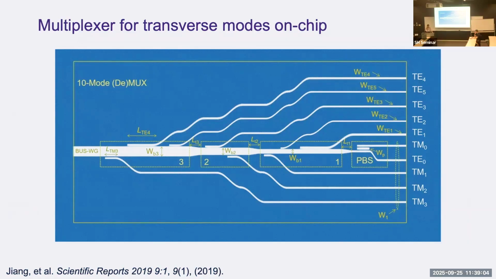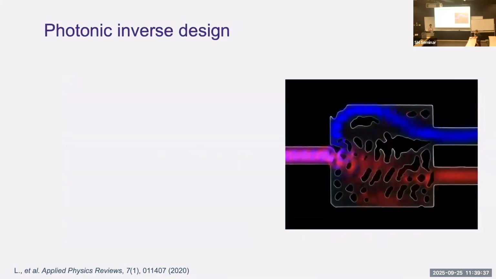It's a bit tedious to design from first principles to function. Like you would have seen yesterday in my talk, in my MPLC gate, I define what the input is and I define what the output is, and I let an algorithm find me what the gate is. So I want to do the same for on-chip transverse modes. And luckily, there is something called photonic inverse design.